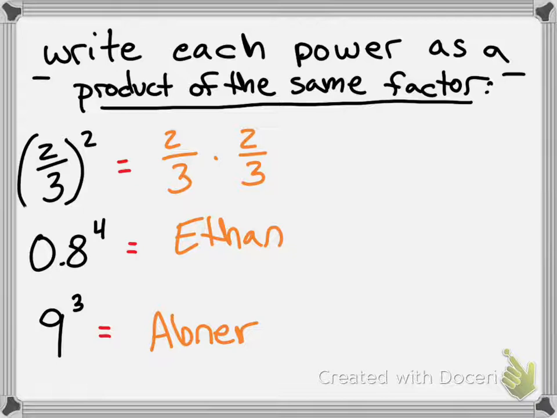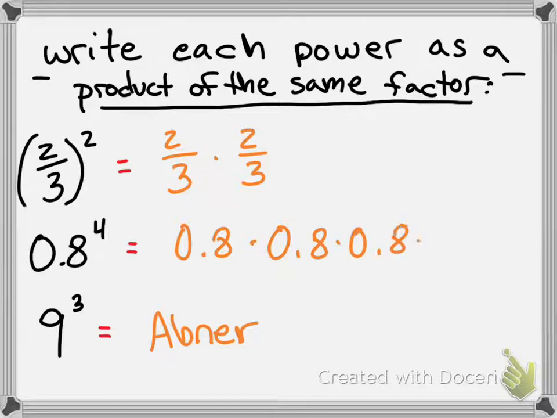Ethan, what about the next one? What would that one be? So Delaney, what is it going to be? 0.8, 0.8, 0.8, 0.8, 4 times. Yeah, so we multiply 0.8 4 times. I'll make these dots look a little bit bigger. Exactly. We multiply it 4 times.